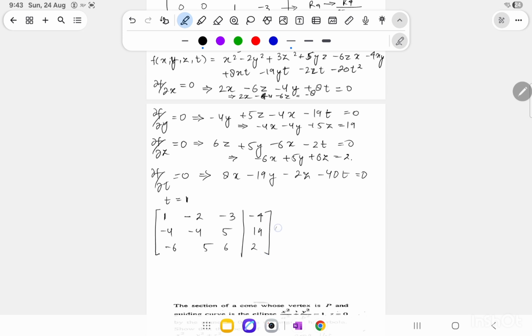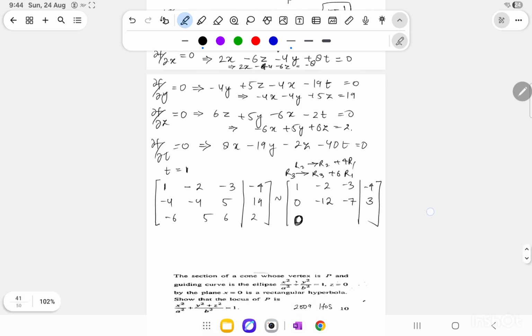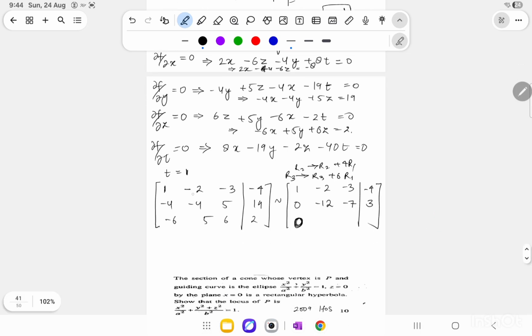So if I solve the matrix of equations, I'll get 1, minus 2, minus 3, minus 4. I'm using r2 as r2 plus 4r1, so it will be 0, 4 times 8 minus 12, and 12 minus 5, it will be minus 7, and 4 times 4 is 16. Here I'll get 3. Likewise, I'm using r3 as r3 plus 6 r1, so again it will reduce to 0, and it will be 6 times 12.